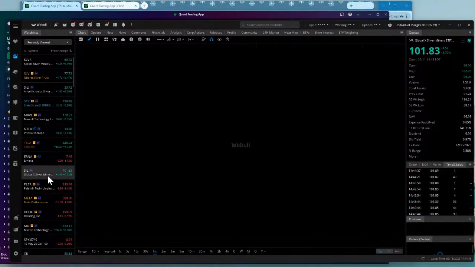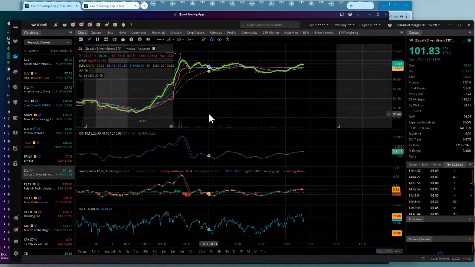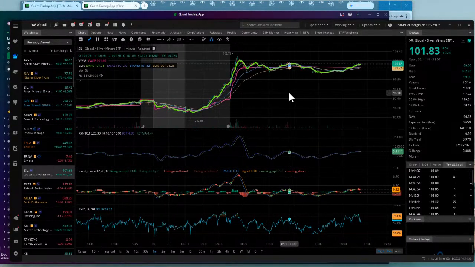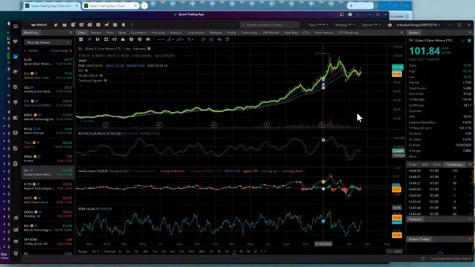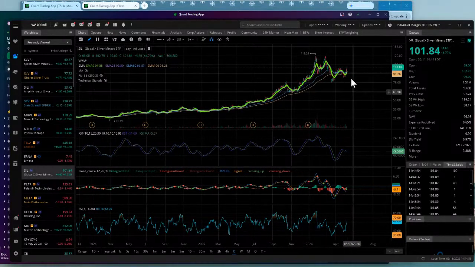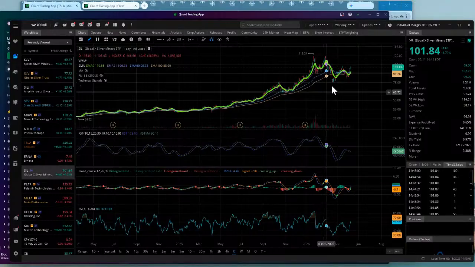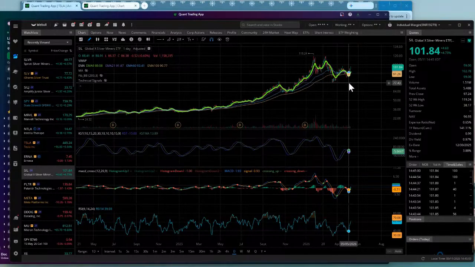Here, this is it. SIL. That was the other one. The junior one is SILJ, and this is SIL. It's a little more, I guess, stable, you'd call it. They all have the same action on the price, but one is listed to be a little more cautious. That's really what it is.